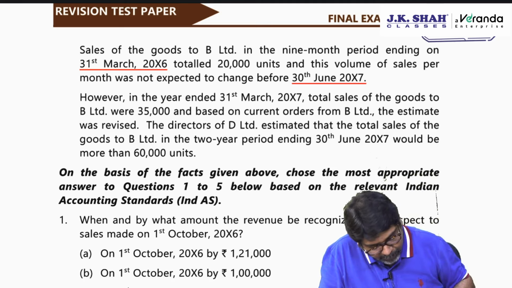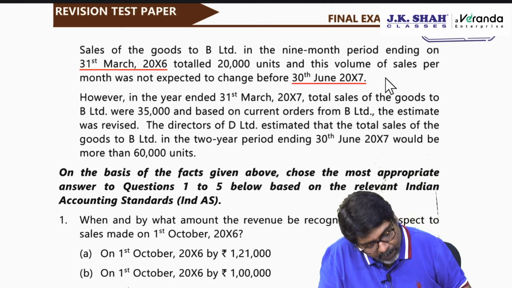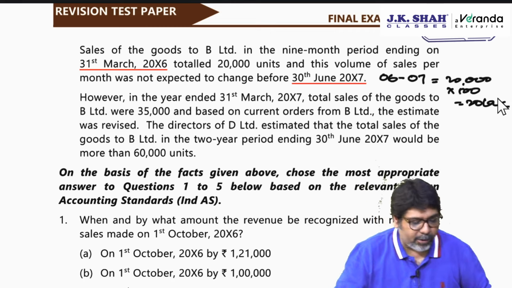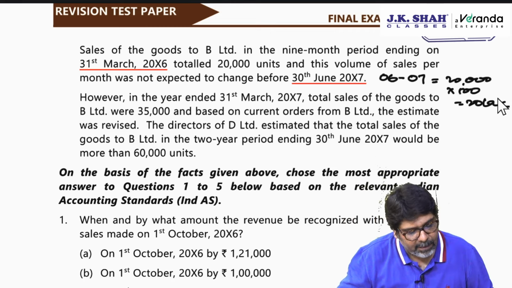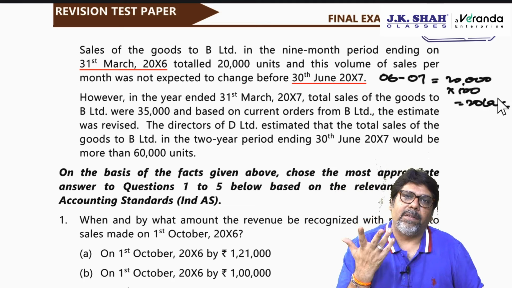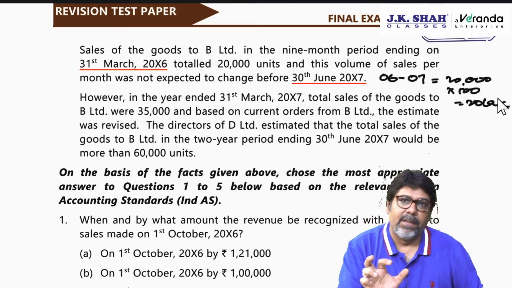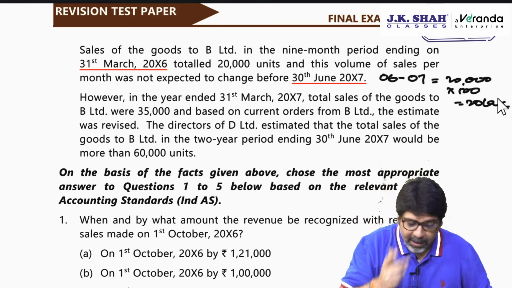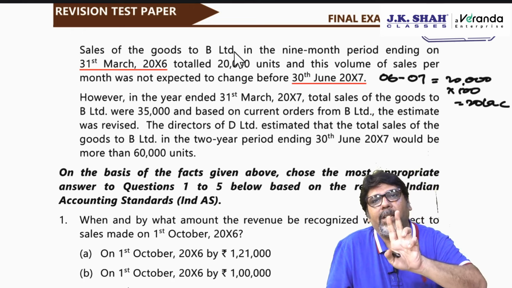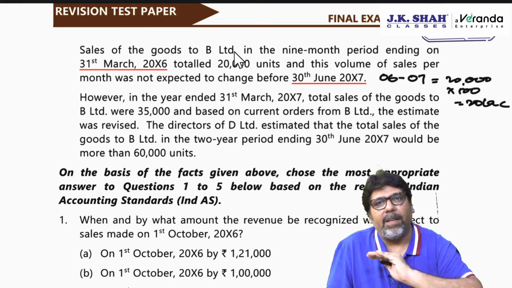Therefore, for 06-07, they can recognize a revenue of only 20,000 into 100, that is 20 lakhs, because 20,000 units of sales per 9 months was not expected to change. So in 9 months it is 20,000, and in 2 years it will not cross 60,000.